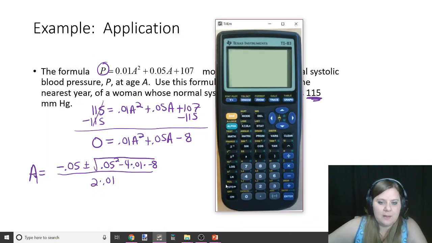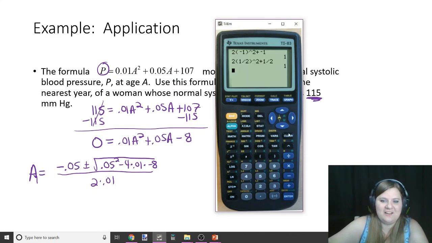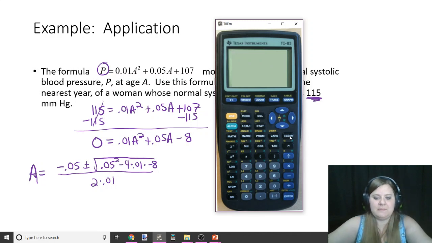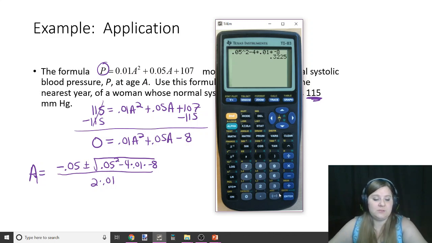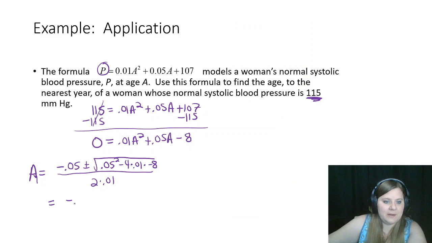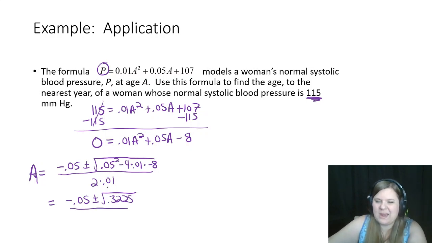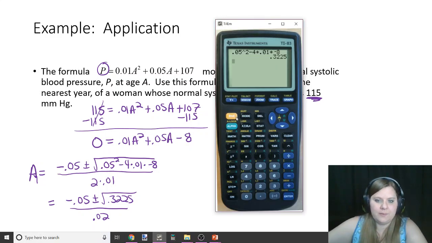Okay, so when I have my calculator here, I'm going to start by turning it on. There we go. All right, I'm going to start by doing the discriminant. So that means doing the 0.05 squared minus 4 times 0.01 times negative 8. Okay, so that gives me 0.3225. So I have negative 0.05 plus or minus the square root of 0.3225. Now, on the bottom, 2 times 0.01, I can do that. That's 0.02.